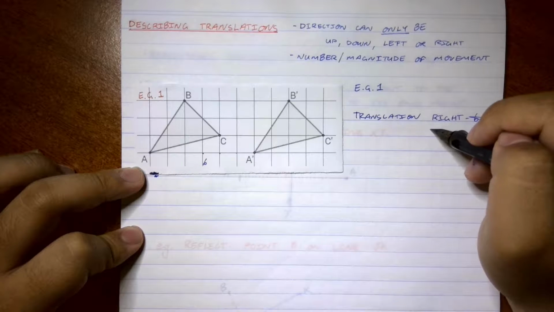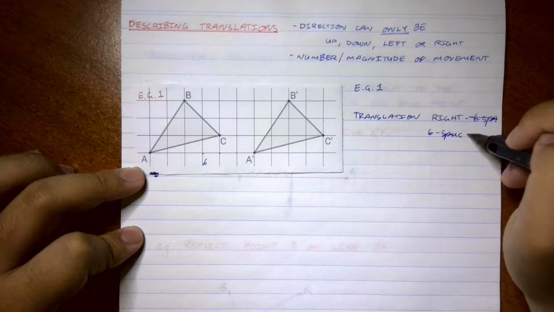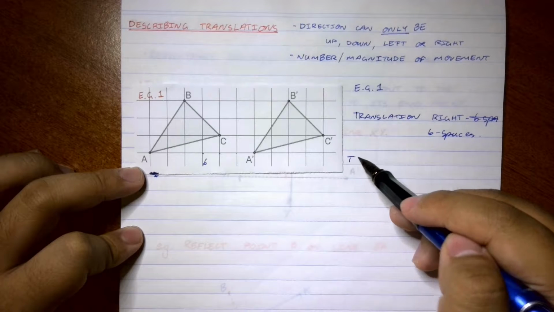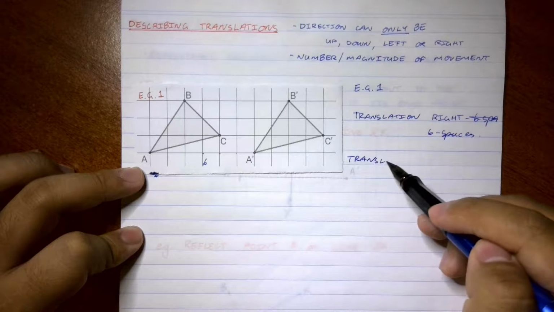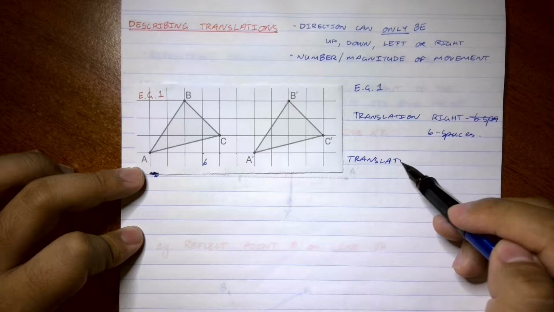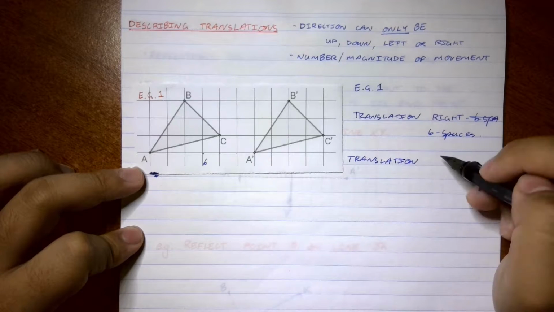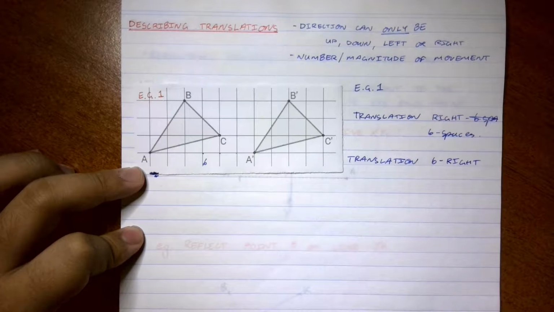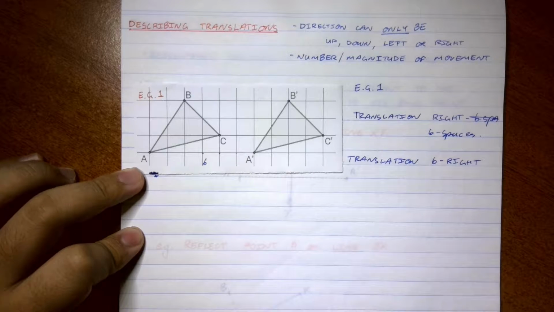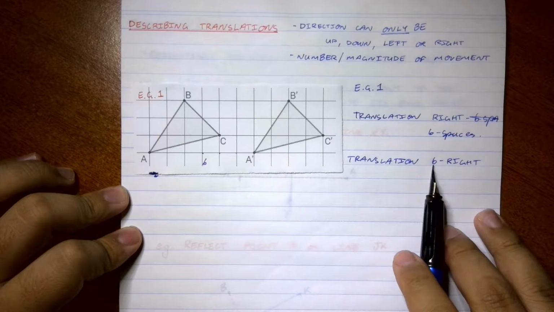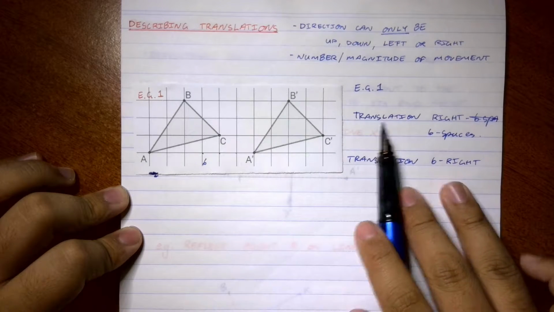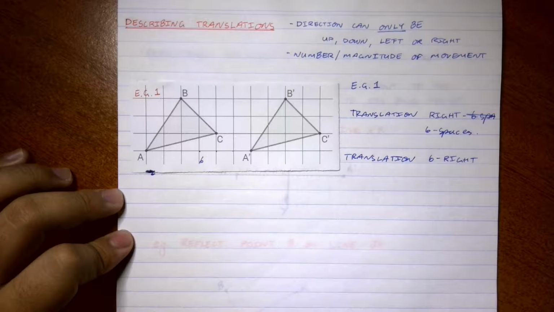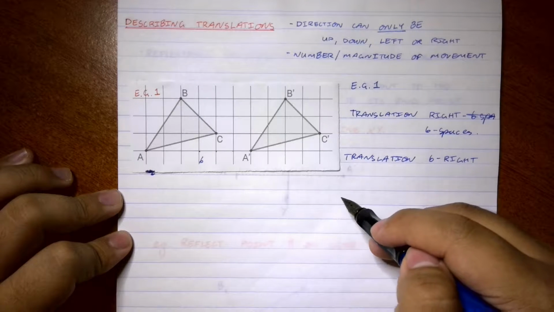Whoops, running out of space. Right, 6 spaces, or you could write it as a translation of 6 right. So either one of these is perfectly acceptable. So you're saying 6 spaces to the right, or it's a translation of right 6 spaces. Either way, these descriptions say the same thing. Let's get into the next example.